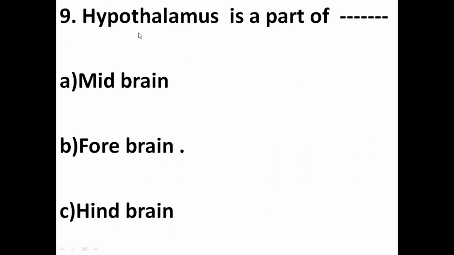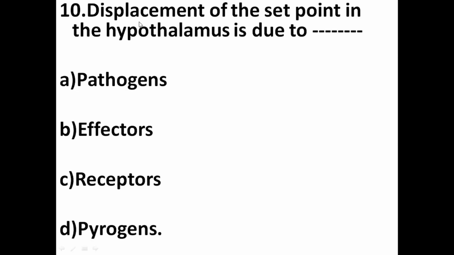Ninth one, hypothalamus is a part of option A, midbrain. Option B, forebrain. Option C, hindbrain. Answer, option B, forebrain. 10th one, displacement of the set point in the hypothalamus is due to option A, pathogens. Option B, effectors. Option C, receptors. Option D, pyrogens. Answer, option D, pyrogens.